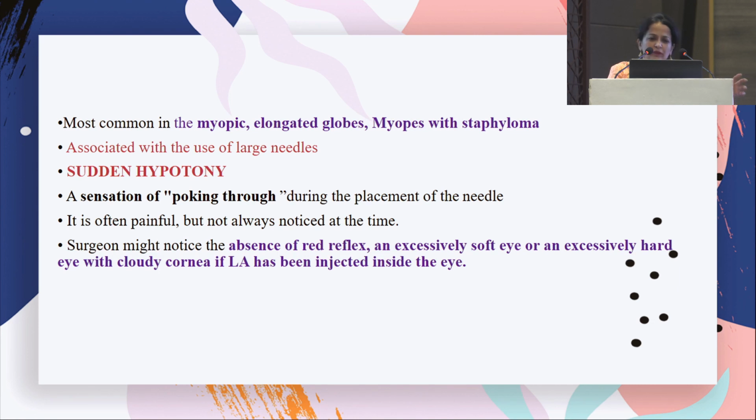There's a poking-through sensation while placing the needle, so you have to be very slow while placing it. One may notice a sudden absence of the red reflex, and either an excessively soft eye or an excessively hard eye, because of injection into the eye.